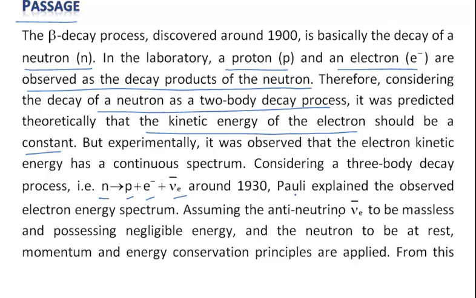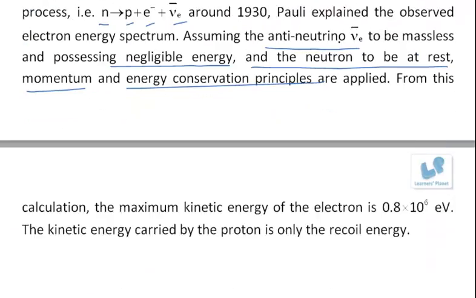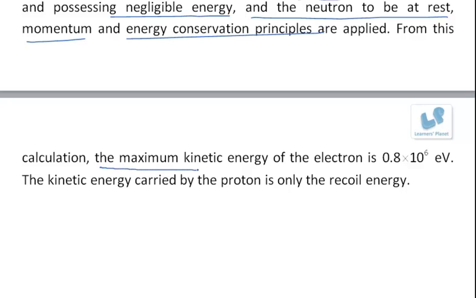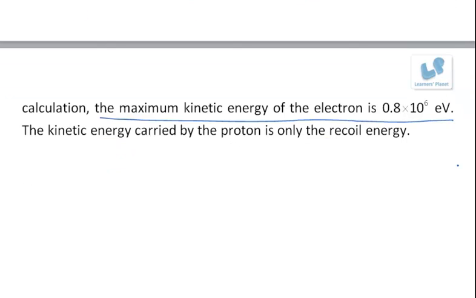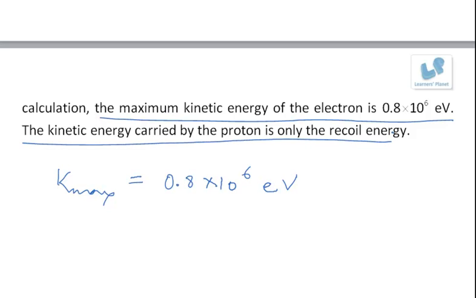Around 1930, Pauli explained the observed electron energy spectrum, assuming the antineutrino to be massless and possessing negligible energy, and the neutron to be at rest. Momentum and energy conservation principles are applied. From this calculation, the maximum kinetic energy of the electron is 0.8 into 10 to the power 6 electron volt. Okay, now the kinetic energy carried by the proton is only the recoil energy.